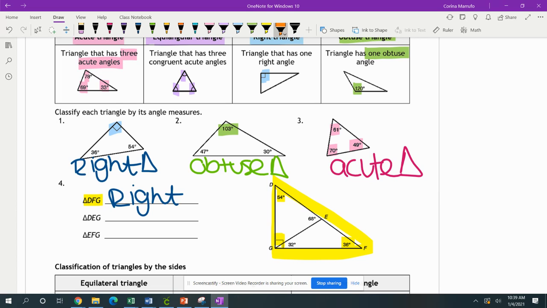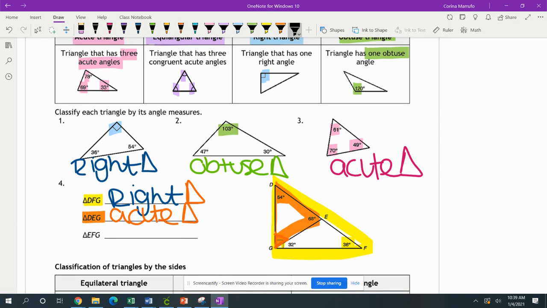Okay, the next one here, it's triangle DEG. So DEG. Okay, so this one is 54. This one is 68, and then this one, we don't know what it is, but we do know it's less than 90 because it's cut. That 90-degree angle is cut. So that makes this an acute triangle. I forgot to put the symbol for triangle here.